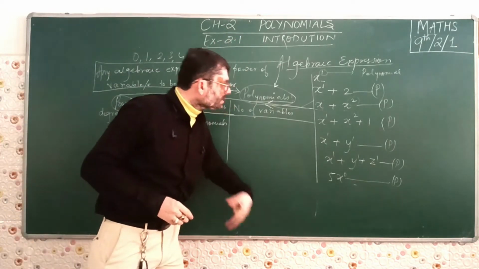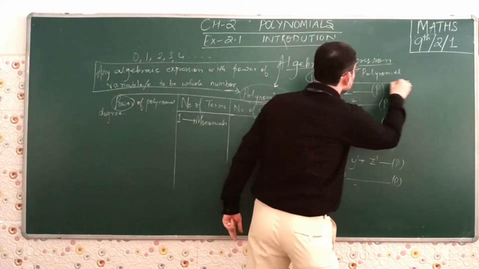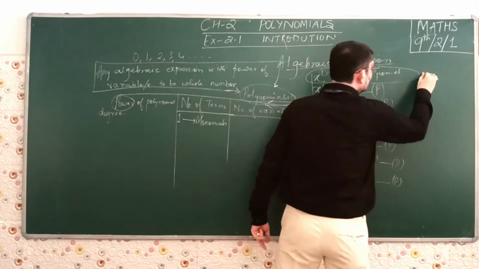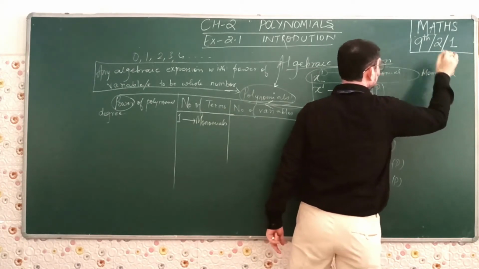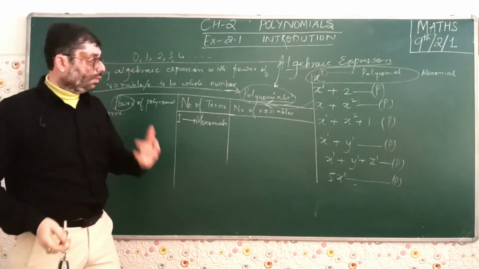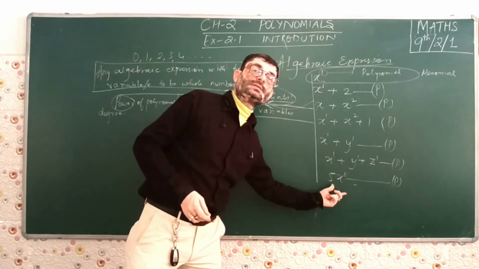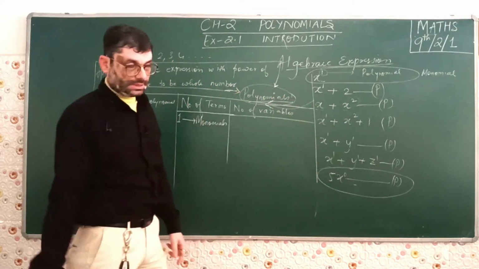Out of these expressions, which one can be termed as a monomial? This one. This is my monomial. This is a monomial because number of terms is 1. Here also, this one can also be termed as a monomial because here also there is one term.